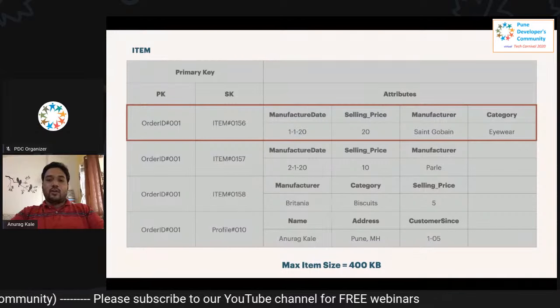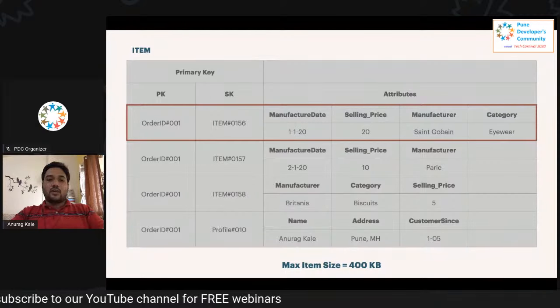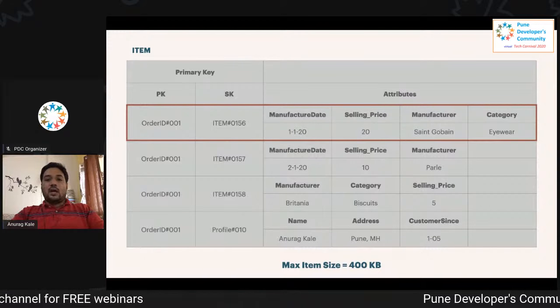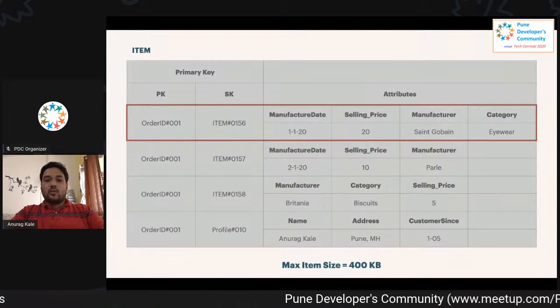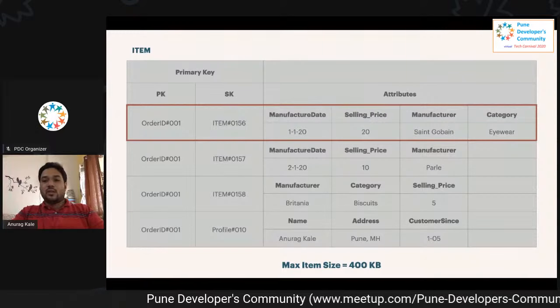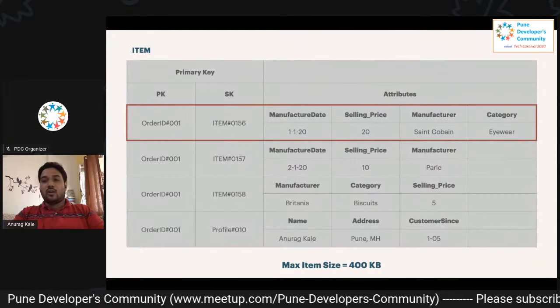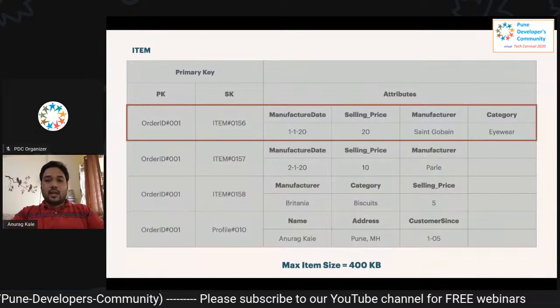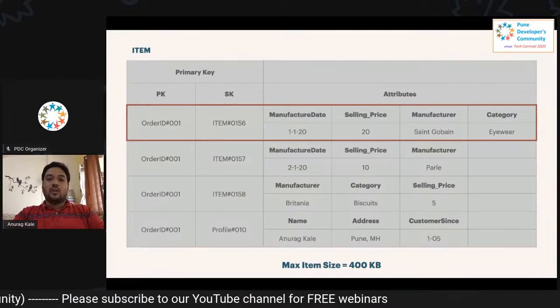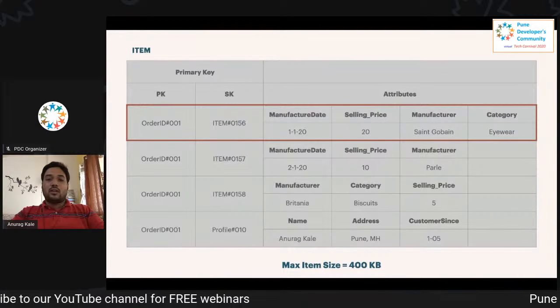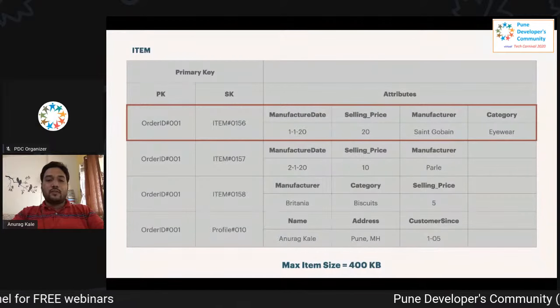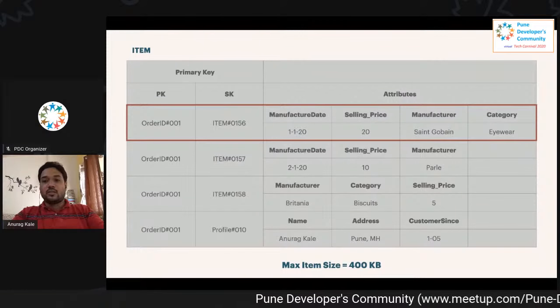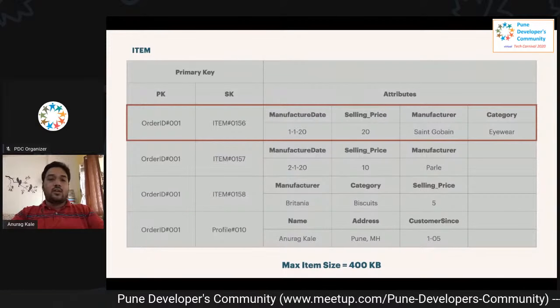Now let's say you wanted to add a new attribute on item 156 as dealer price, and you want to put it as 15. In a relational world, you would first have to add a column as dealer price, and it would affect all the items which are present. And if you're not storing a value for dealer price for item 157, you're basically wasting storage because it is already provisioned when you create a column.